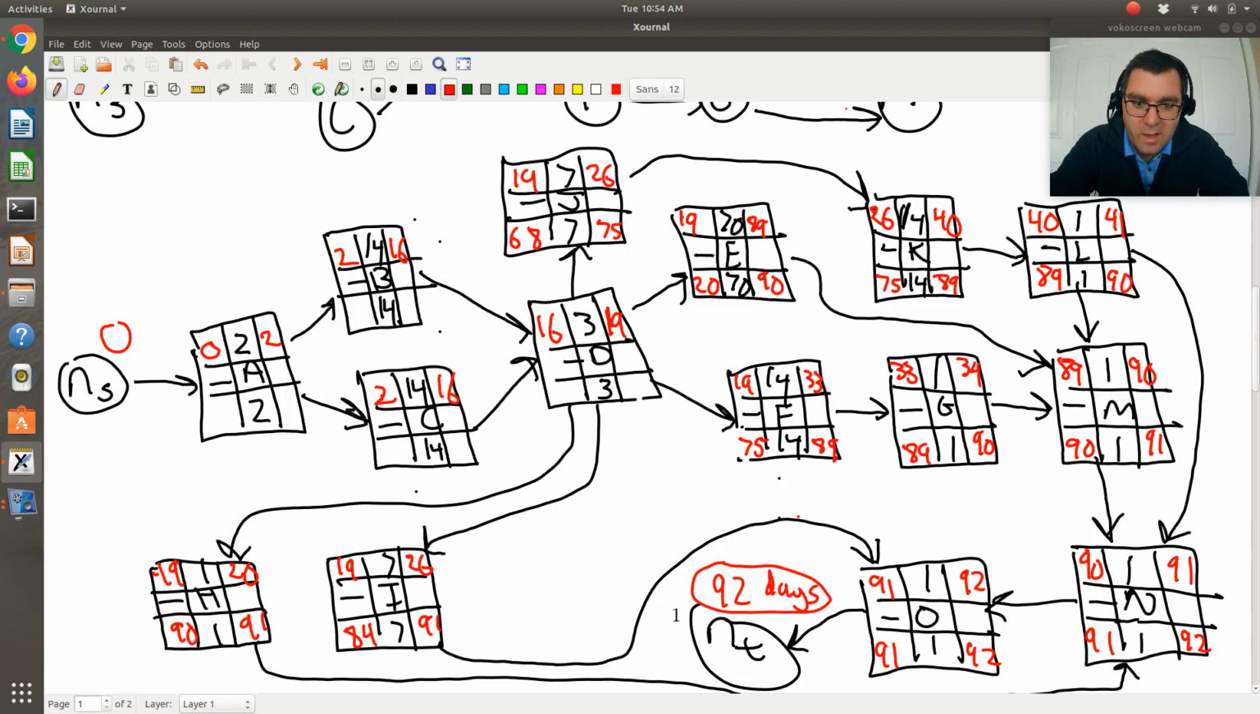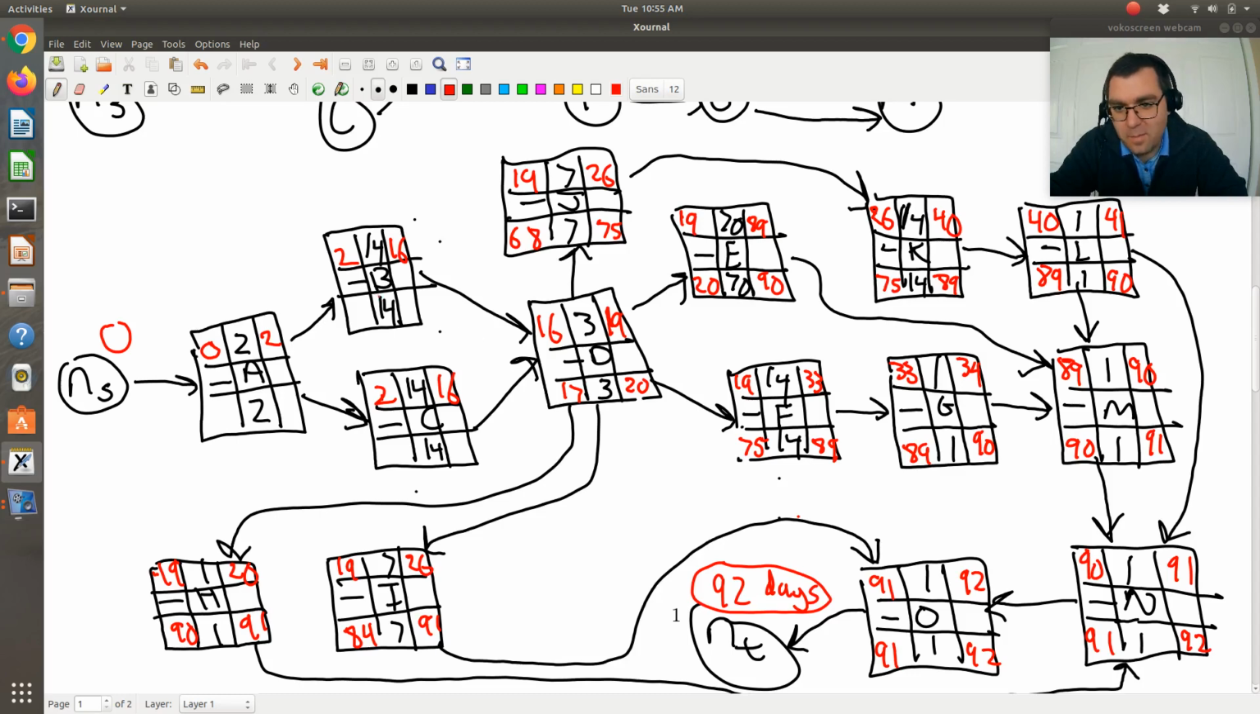So I have 68, 20, 75, 84, 90. So D needs to begin by or end by day 20 so that E can begin on time. So it needs to end by 20. Has a duration of 3, so it needs to begin by day 17.